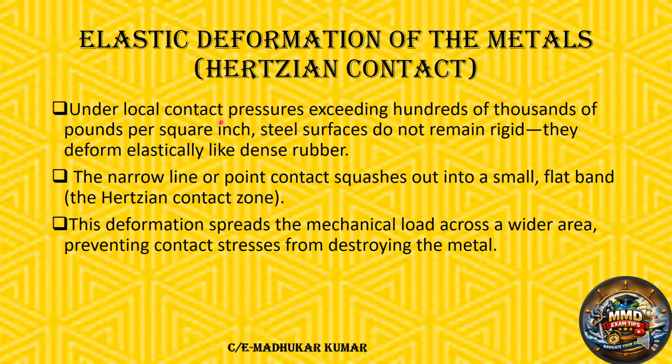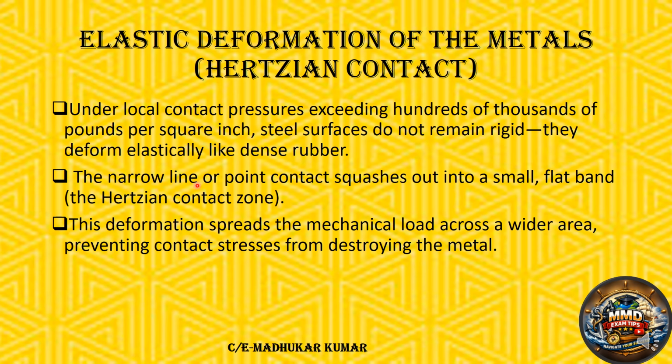Under local contact pressure exceeding hundreds and thousands of pounds per square inch, the steel surfaces do not remain rigid. This is the main point. As we have seen, the steel surfaces do not remain rigid and they deform elastically like a dense rubber. We have seen in the previous diagram, the deformation occurs temporarily and it acts like a dense rubber, and the lube oil squeezes out between the metal contacts. So that's how elastohydrodynamic lubrication exists.